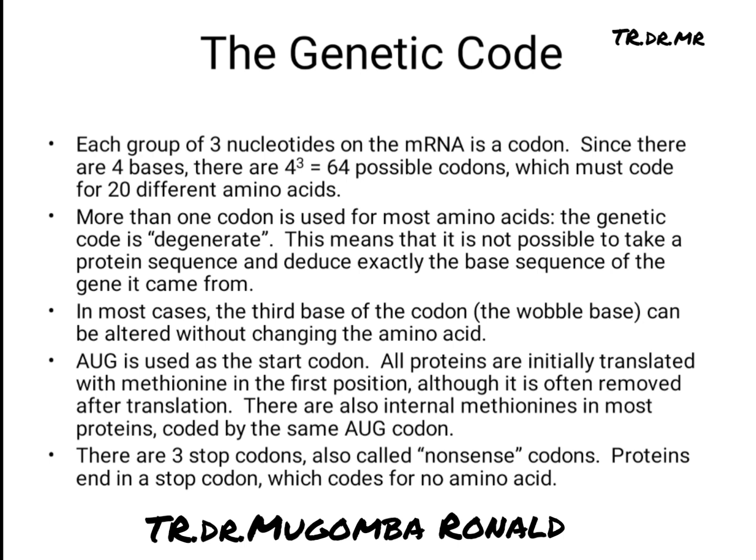Genetic code is, 1, triplet, 2, has a distinct polarity, that is to say it is read in the 5' to 3' direction. Genetic code is commaless, genetic code is degenerate, genetic code is universal, genetic code is non-overlapping, genetic code is non-ambiguous, and we have also stop codons.